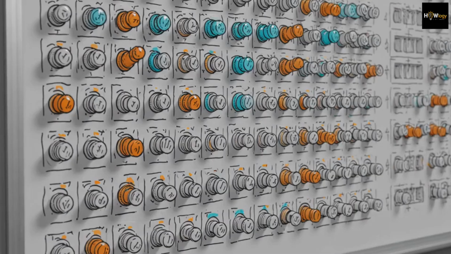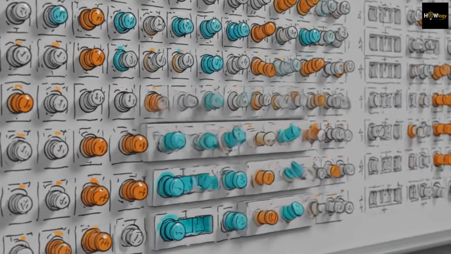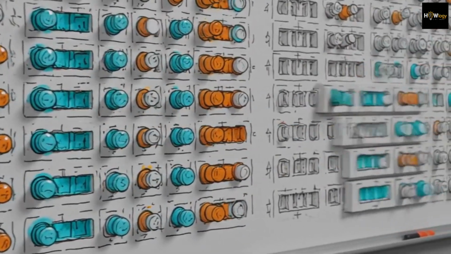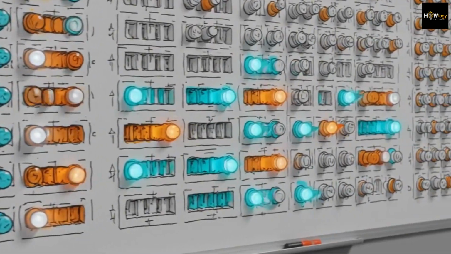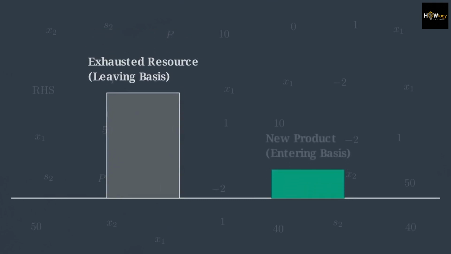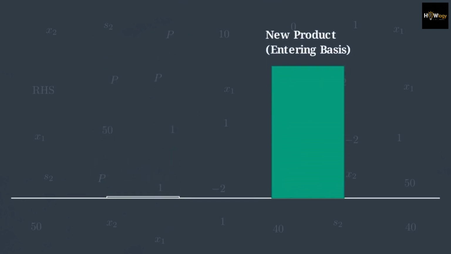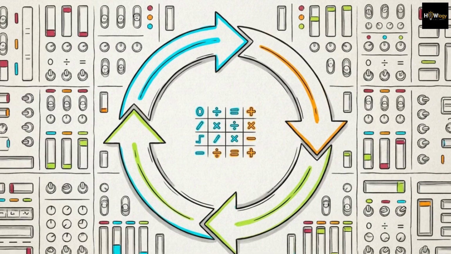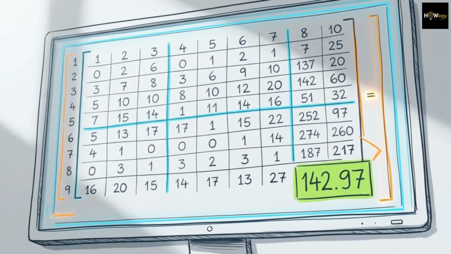To clear this bottleneck, the engine executes a pivot operation. Using elementary row operations, it transforms the entire mathematical matrix to swap these variables. The new product enters the basis while the exhausted resource is removed. This recalculates every value to show exactly how much resource capacity remains. This creates a continuous loop. The algorithm checks the bottom row for the next most profitable product, performs another ratio test, and pivots again. It repeats this cycle until no further upgrades exist.